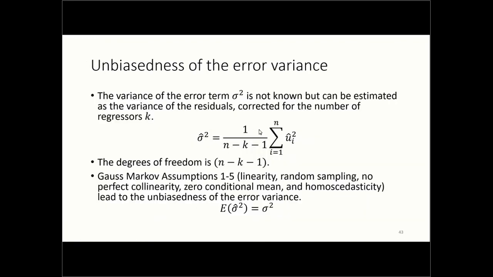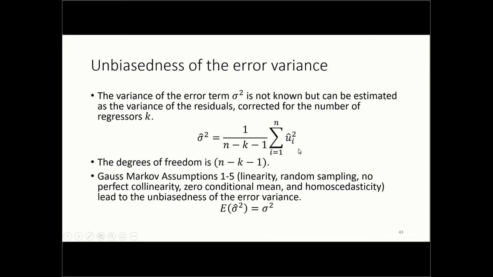So now we do not know the variance of the error term, sigma squared, but we can estimate it as the variance of the residuals and correct it for the number of regressors. So here we would have that sigma hat squared is equal to the summation of the squared residuals divided by n minus k minus 1. That's called the degrees of freedom, and this is the number of observations minus the number of regressors minus 1. And that would be an estimator for the variance of the error term.